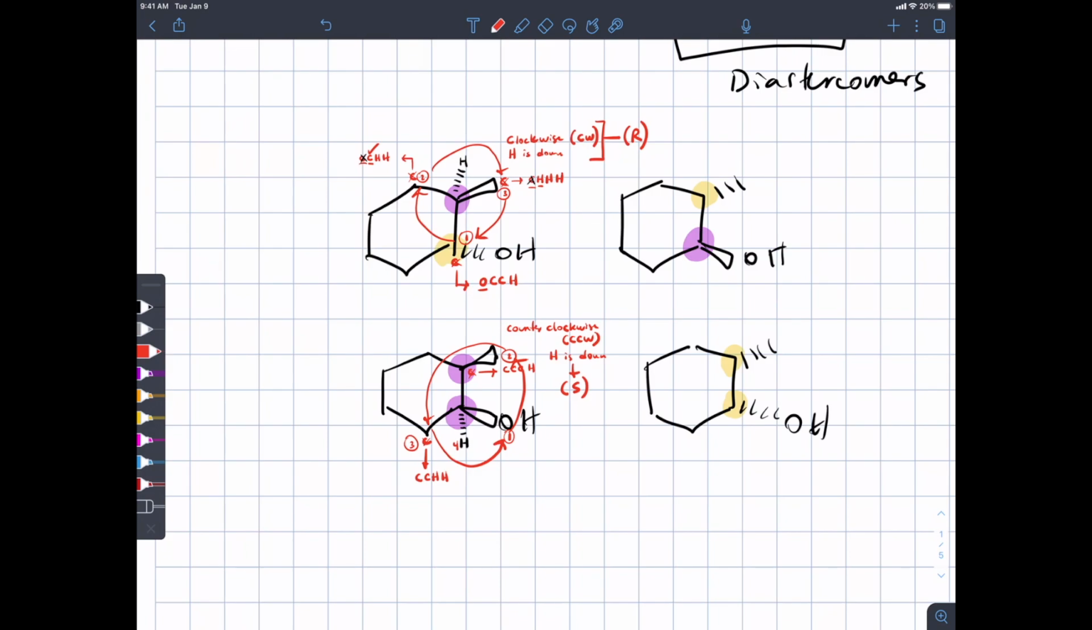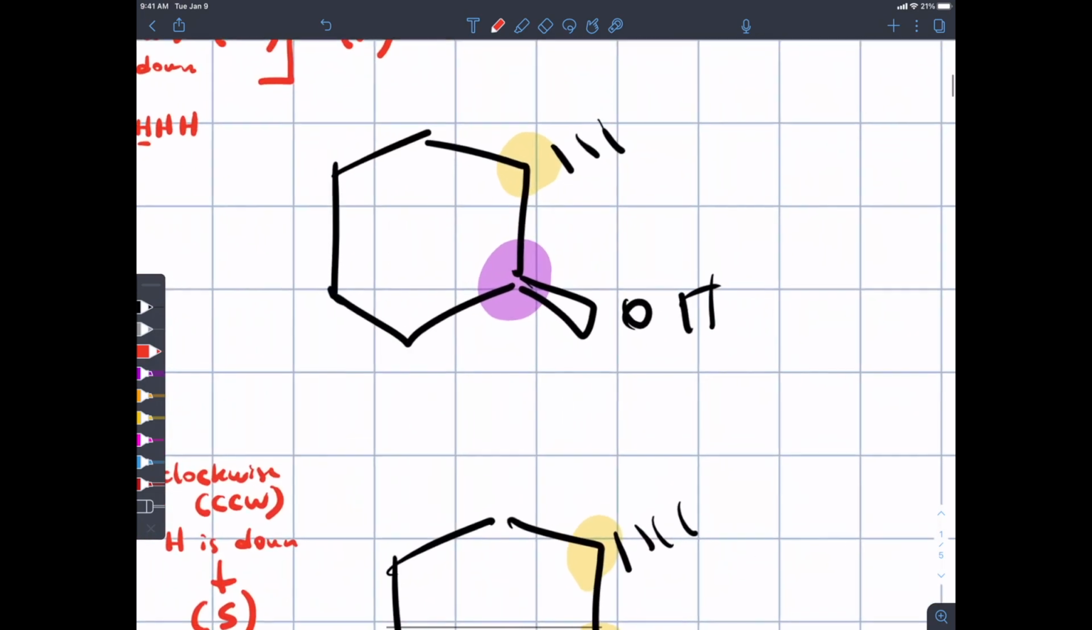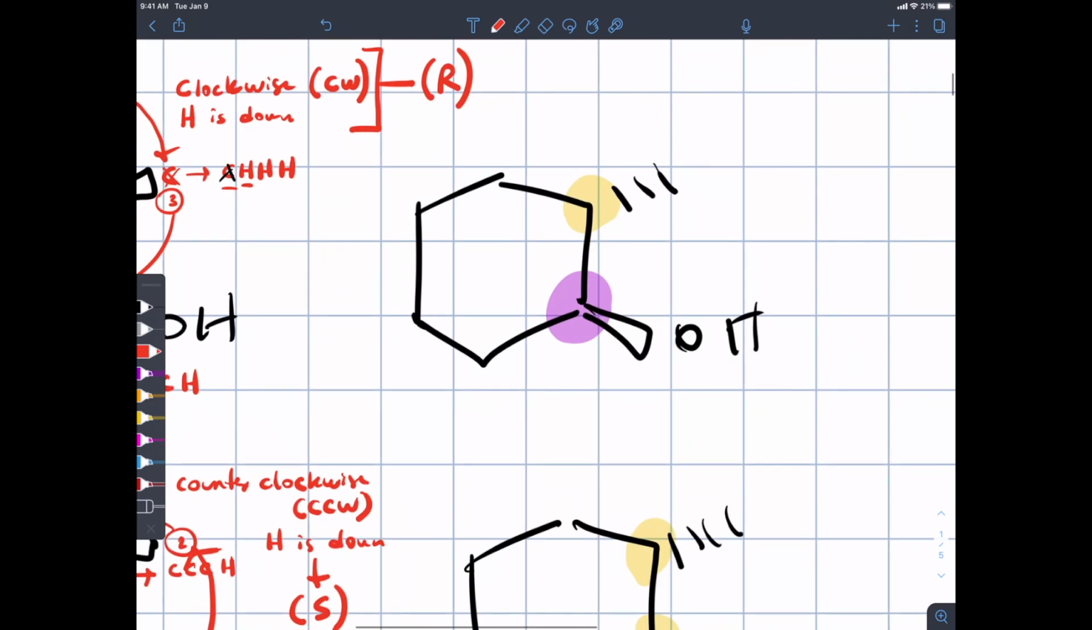Yes? So if it's clockwise, but H is up, would it be switched? Yep. If it's clockwise but H is up, we switch it. So let's do this example.